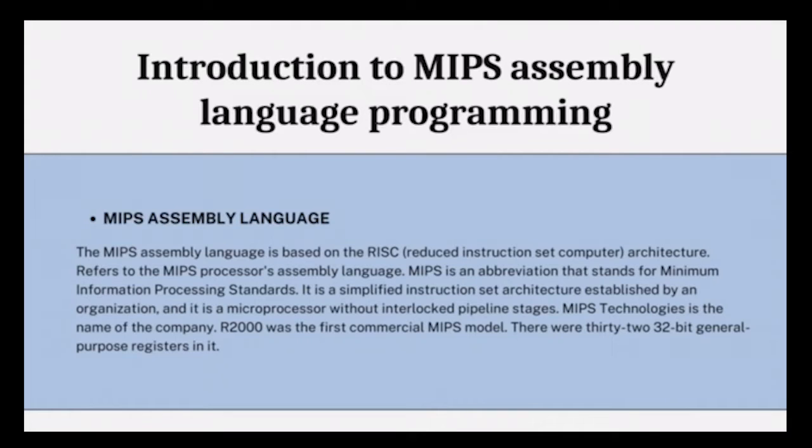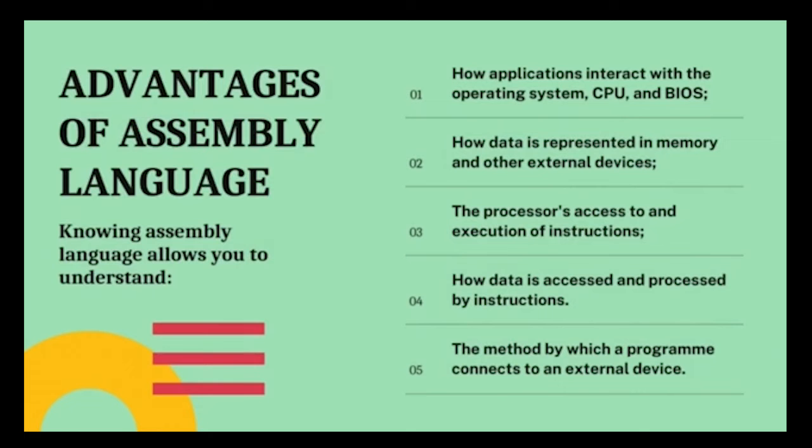It is a simplified instruction set that is established by an organization, and it is a microprocessor without interlocked pipeline stages. MIPS technology is the name of the company. R2000 was the first commercial MIPS model. There were 32-bit general-purpose registers in it.